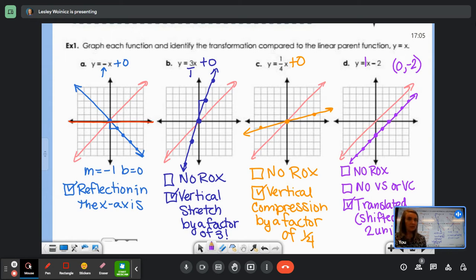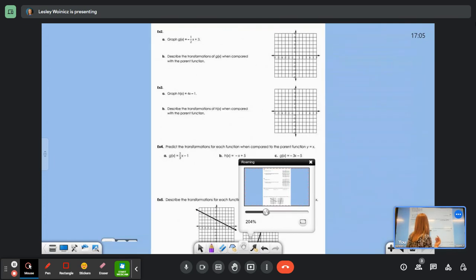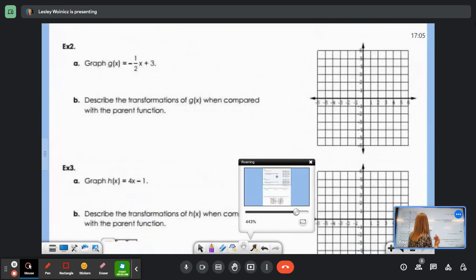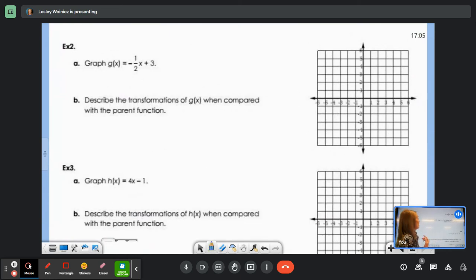Now, the exciting thing is that we can have more than one at a time. So we'll see that on the back. Yes, on the back. All right, so let's graph this function. We have g of x equals -1/2 x plus 3. So my m is -1/2, and my b value is 3. My y-intercept is (0, 3). So (0, 3), that's up here.